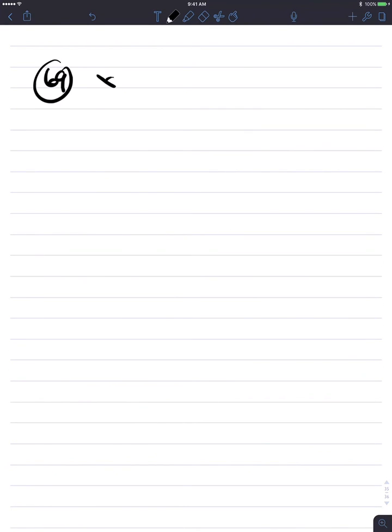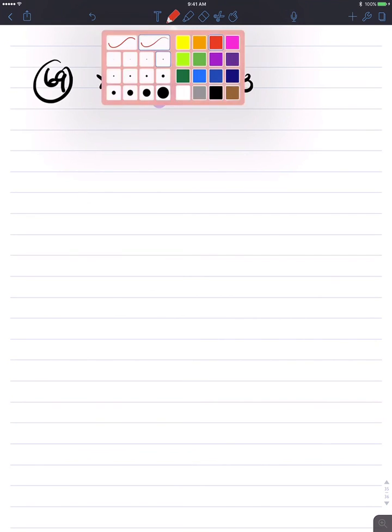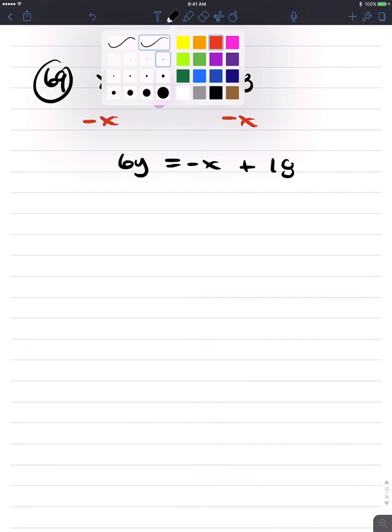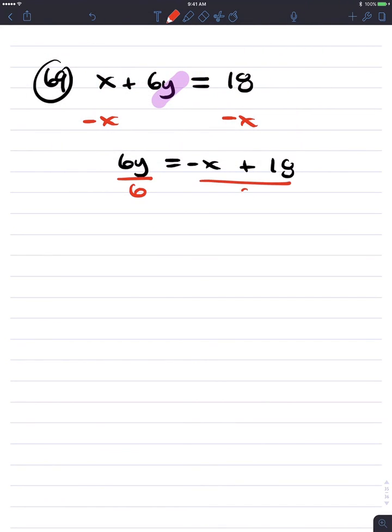69. x plus 6y is 18. We're solving for y. We're going to start by subtracting x from both sides to get 6y is negative x plus 18. We're going to divide both sides by 6. 6 is being multiplied to y, so our 6's cancel.